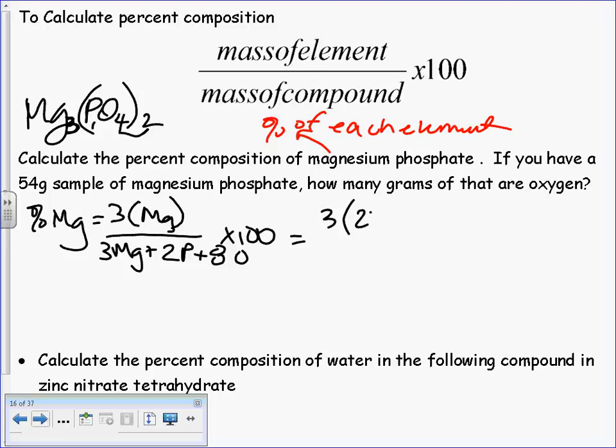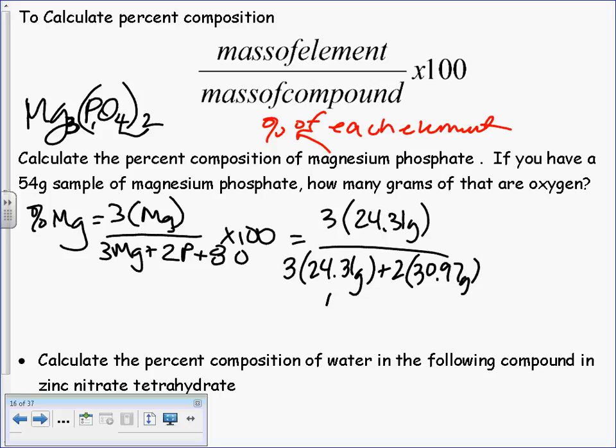And then over this one, I'll write out for this specific one, but I'm not going to write it out anymore because you guys can add this up. 24.31 for magnesium plus 2 times phosphorus, 30.97, plus 8 times 16 for oxygen. All this is in the denominator, but that's a lot to write out every time. You just need to add it up in your calculator and then write it down. So 3 times 24.31 is 72.93 grams of magnesium over all that mess together.